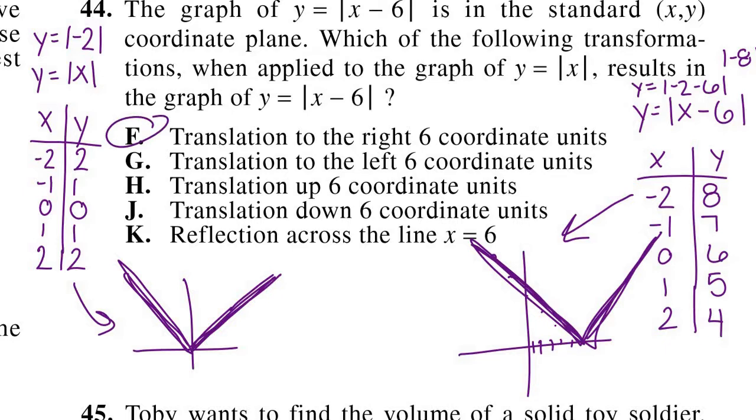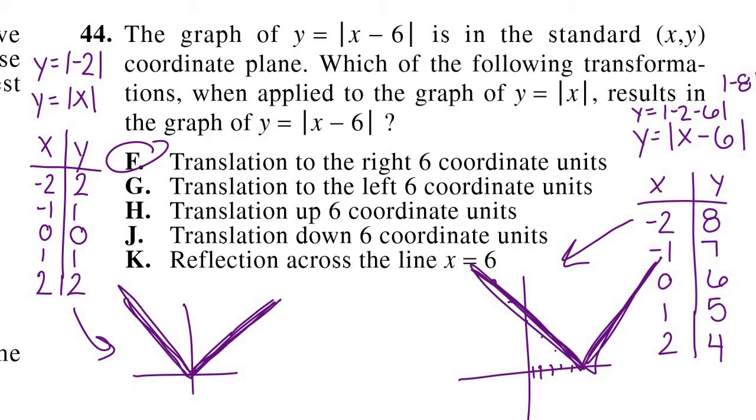So our rule here for absolute values, if it's -6, we'll move 6 to the right. If it was +6, we would move 6 to the left. And that works for any other number you place in there as well.